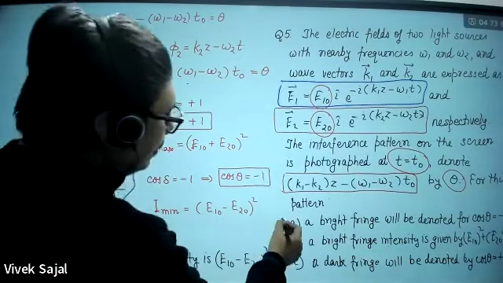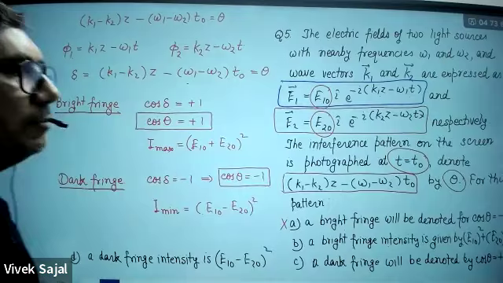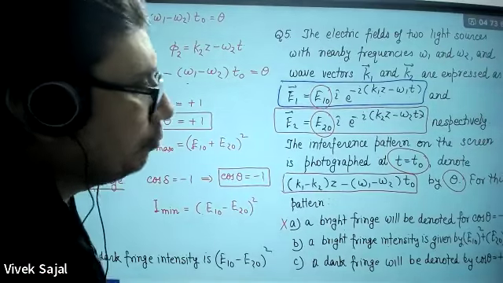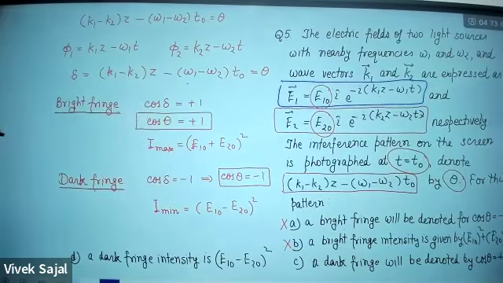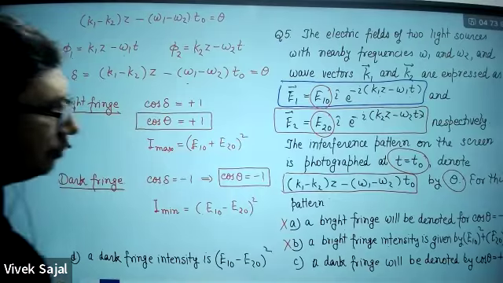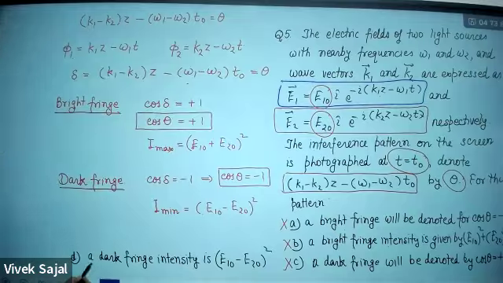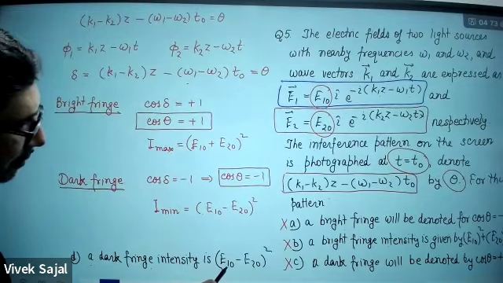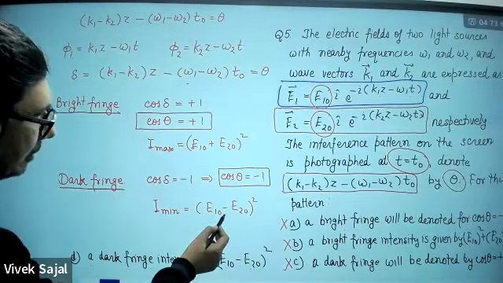No, that is a wrong statement. A bright fringe intensity is given by E10 square plus E20 square. This is wrong. A dark fringe will be denoted by cos theta equal to +1. No, for dark fringe cos theta will be -1. Now the fourth one: a dark fringe intensity will be (E10 minus E20) square. So this is correct.